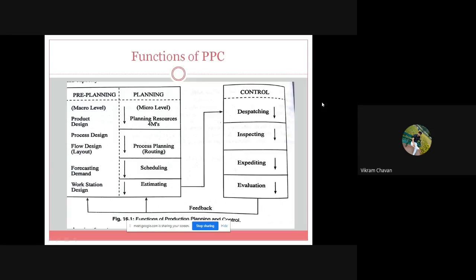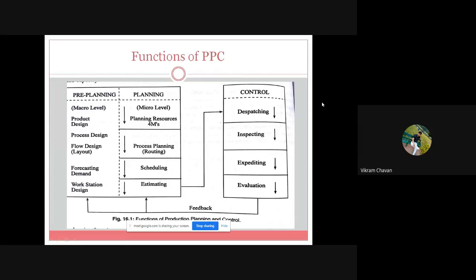Afterward it comes to the process planning, then scheduling, and then estimating. Then we'll move to the controlling. Controlling starts with the dispatching. Dispatching is nothing but providing the orders to the concerned person, and providing orders to the store department to dispatch the material. All these come under the dispatching.